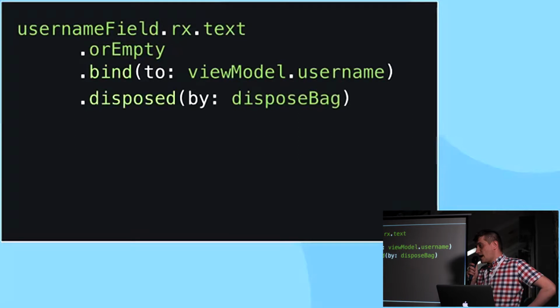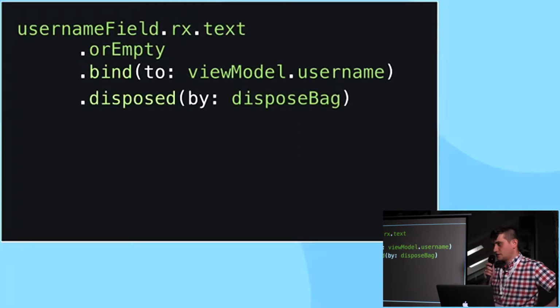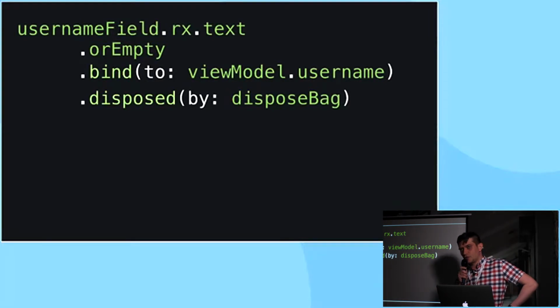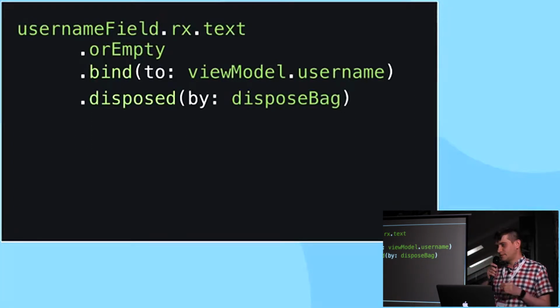And finally, one more line is for cleaning after this binding. So for example, when the login view controller is closed, we just need to free all these bindings, so we do not leave retain cycles.